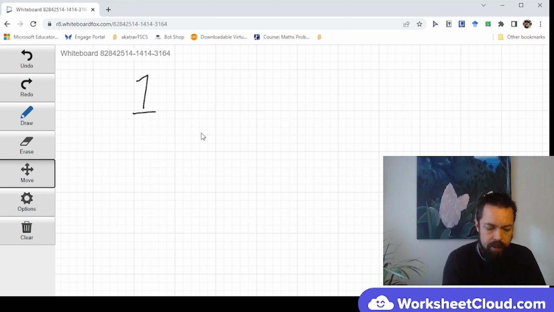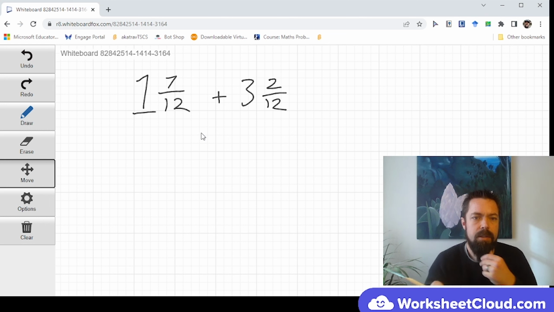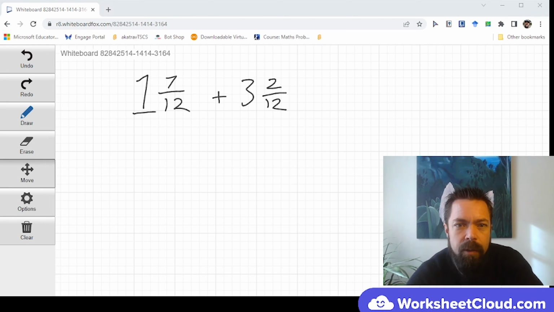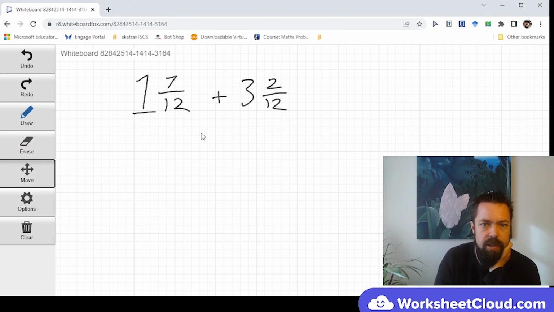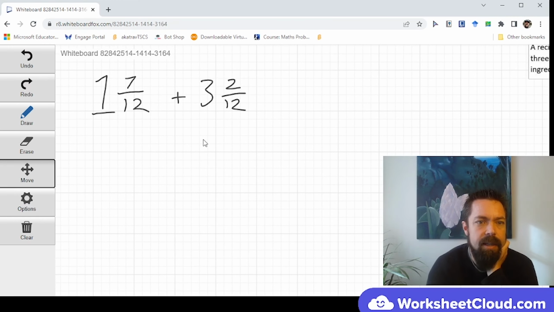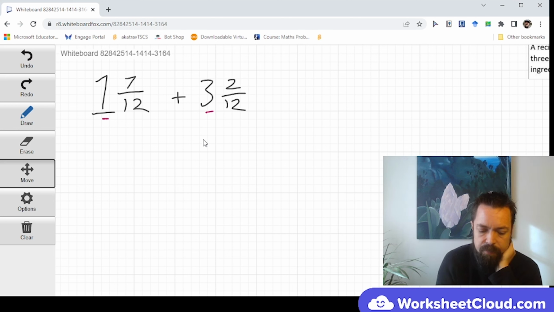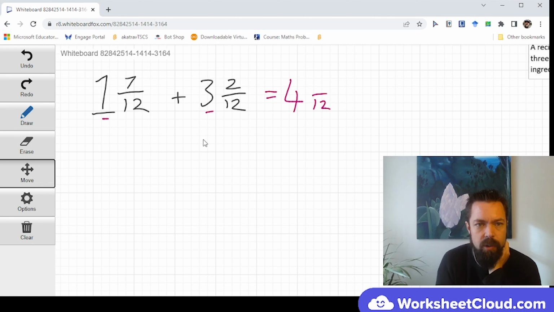Let's give an example. I've got 1 and 7 over 12 plus 3 and 2 over 12. I'm just going to double check that you are seeing what I want you to see. This is one of those situations where our denominators are already the same, so we don't need to change that. I'm simply going to go, what's 1 plus 3? That's 4. My answer is going to be over 12 because we're looking at 12ths. 7 plus 2 is 9. And there we go.